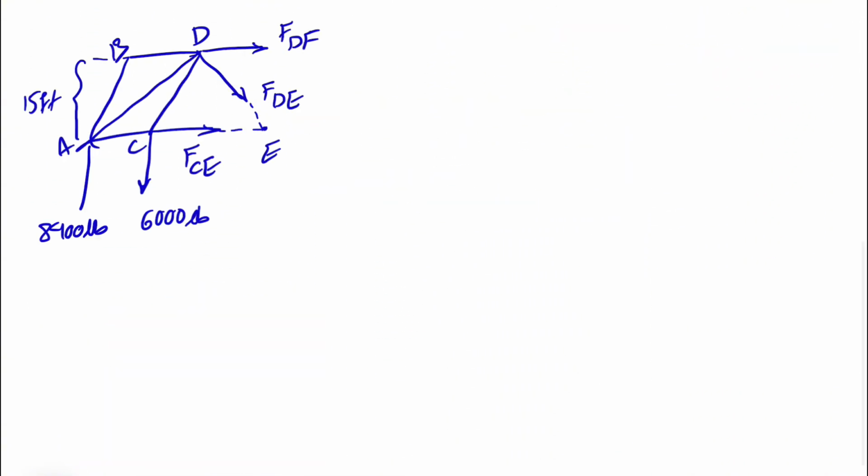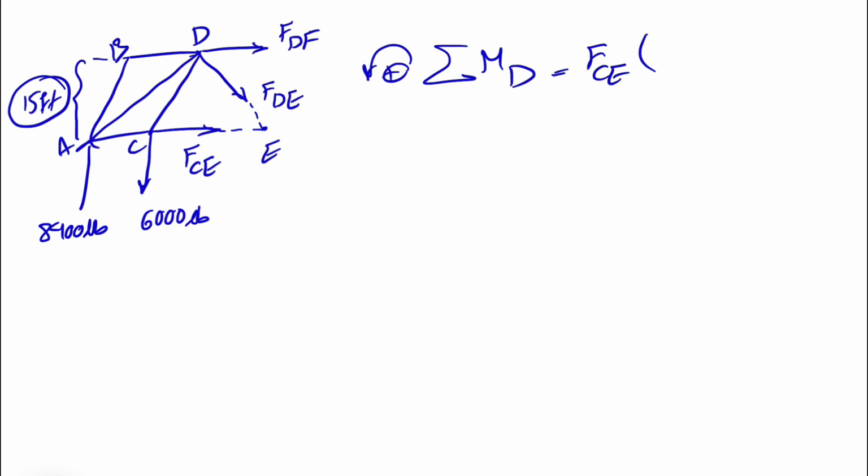Since we have the most unknowns at point D, it makes sense to start with finding the moment about point D. That way we can get rid of FDF and FDE. So we have the moment of FCE. As we can see, the moment about CE is in this direction, so counterclockwise, positive FCE. And the distance that we are looking for is this distance in here, which is 15. We have that information in the figure.